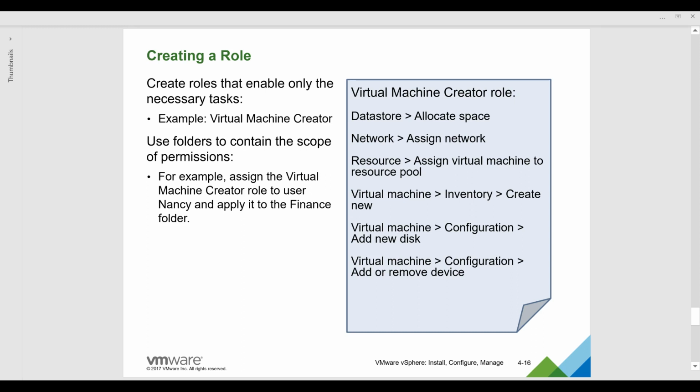So how do we create a role? A role is the ability that enables you to do certain tasks on the virtual machine. And great examples: take snapshots, create a virtual machine, power on a virtual machine, power off a virtual machine. You can use folders to contain the scope of the permissions. An example of that, same thing: create a role for the user Nancy, and apply it to a finance folder.